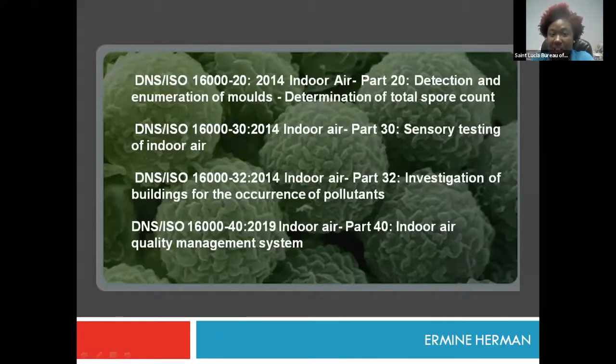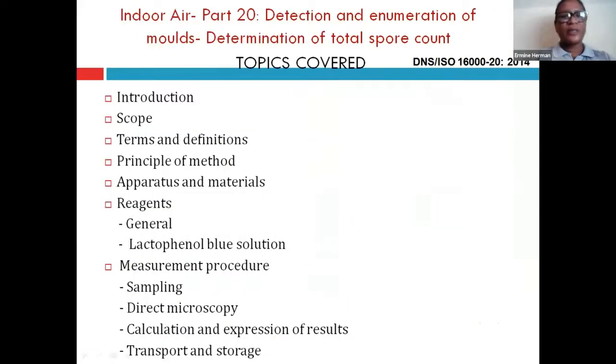Part 20 speaks to detection and enumeration of molds and determination of total spore count. Part 30 speaks to the sensory testing of indoor air. Part 32 speaks to investigation of buildings for the occurrence of pollutants, and Part 40 speaks to the indoor air quality management system. Ms. Ermin Herman. Thank you for this. Good day, everybody. It is going to be generally the same methodology as Annette has adopted.